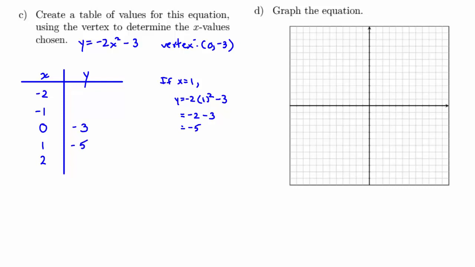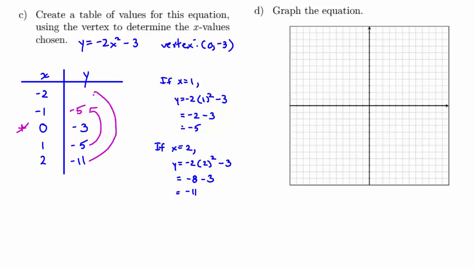Let's calculate one more. If x is equal to 2, then y is equal to negative 2 times the number 2 squared minus 3, which will be negative 2 times 4, or negative 8, minus 3. And that's equal to negative 11. So when x is 2, y is negative 11. Now our vertex occurs when x is 0, so we can use symmetry to determine that when x is negative 1, y is also negative 5, and when x is negative 2, y is also negative 11.